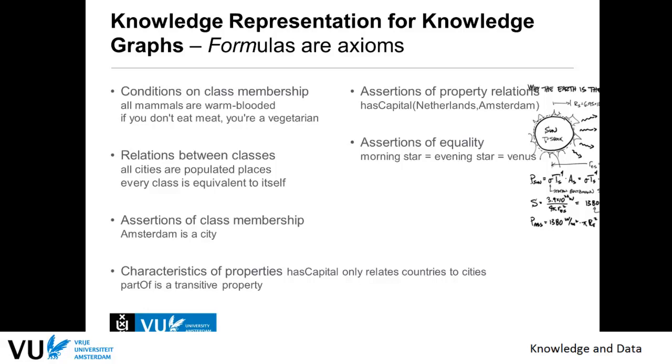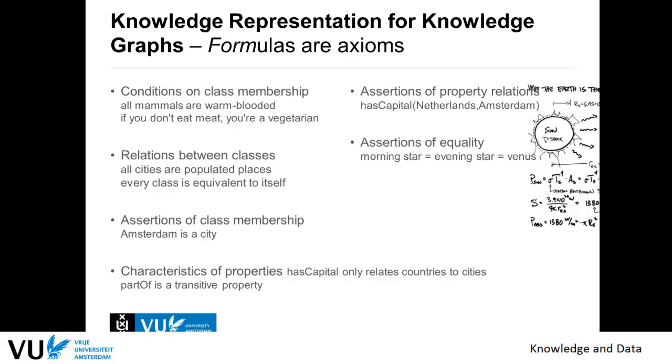We also want to say something about class membership. We want to say which are the instances of the class city. So Amsterdam is a city, Rotterdam is a city. And finally, we want to say characteristics of properties themselves, so that the has capital relation is about countries and cities and not about cats and dogs, or that the part of relation is transitive. So if A is part of B and B is part of C, we can derive that A is part of C. These are things we want to state so that we can derive new facts out of those.